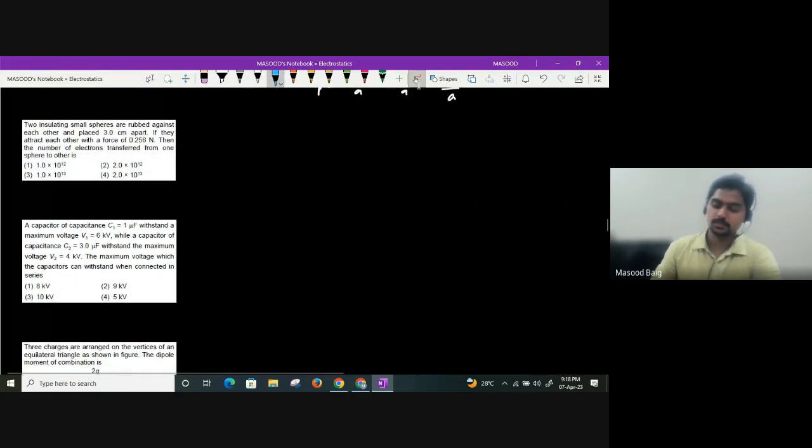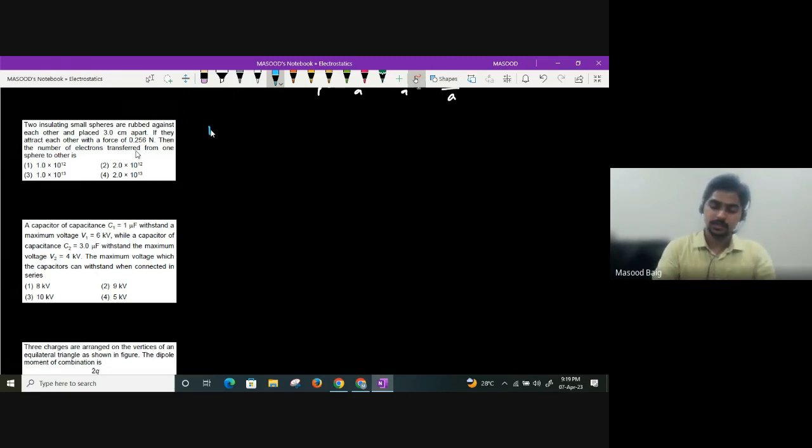Next question, let us see. Two small insulating spheres are rubbed against each other and placed 3 centimeters apart. If they attract each other with a force of 0.256 newton, then find the number of electrons transferred from one sphere to the other, they are saying. Initially, as I have explained for charging by friction, one will become positive and the other will become negative.